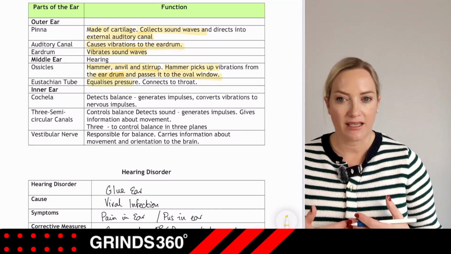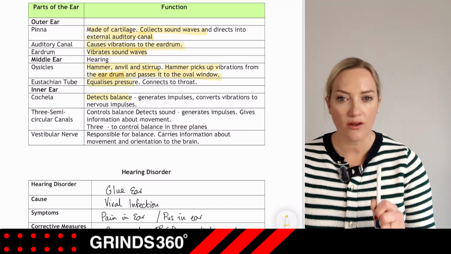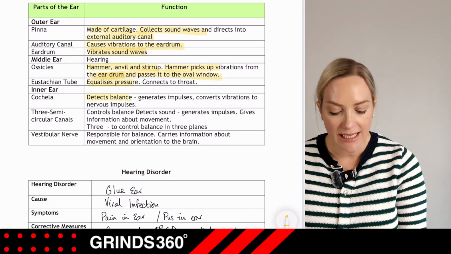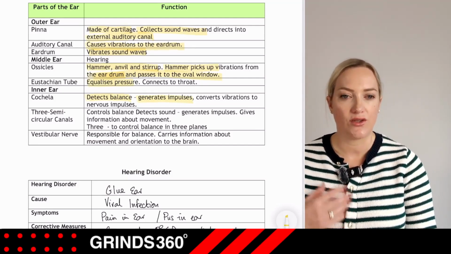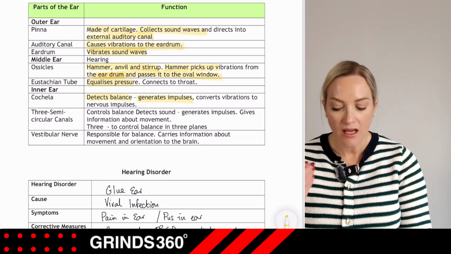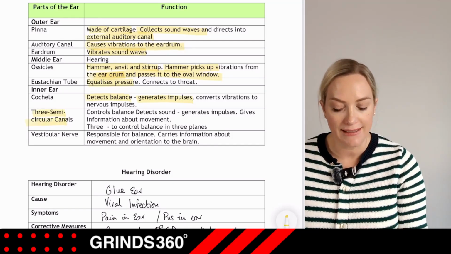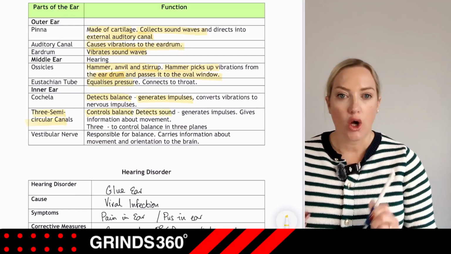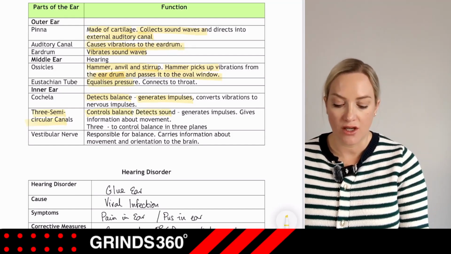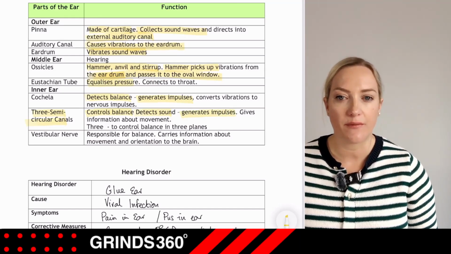Now, within our inner ear, we have our cochlea. Your cochlea is going to detect sound. And also, it'll generate impulses. That's very important. So that's going to convert vibrations to nerve impulses. Your 3 semicircular canals are going to control balance. Also, what's very important that you know is that it also generates impulses. So it's going to give information about movement.